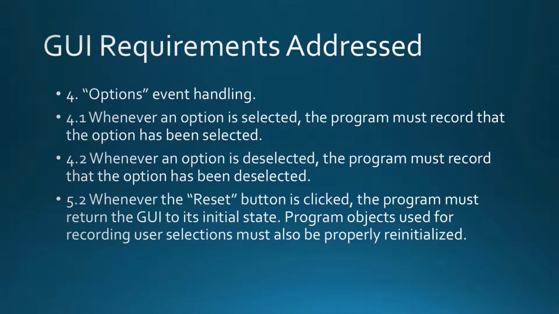With respect to the GUI requirements, we're going to address all the events associated with the options panel. So whenever an option is selected, the program's going to record that that option has been selected, and the way it's going to do that is going to modify some data member of reception plan. Similarly, when it's deselected, we're going to do the opposite thing.